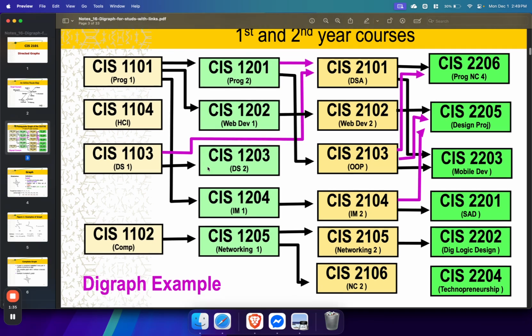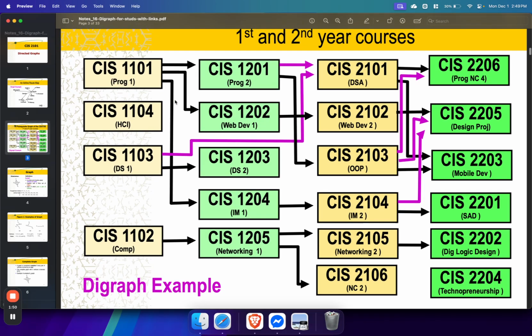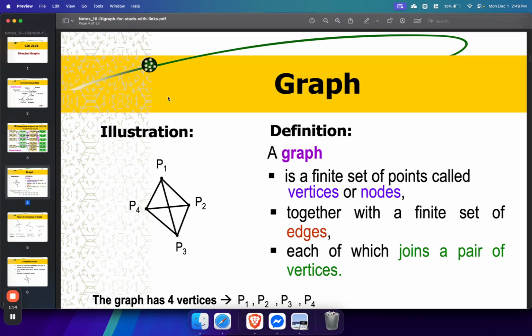This is an example of a directed graph, or a digraph, because there is a flow of direction from one program to another, or one node to another. We'll call them nodes for now, but in the next slide we will see what they're actually called. So we go on to the graph itself.